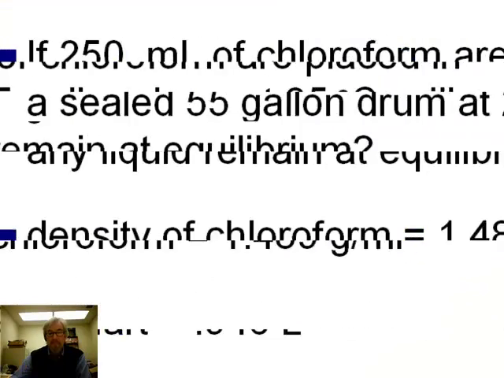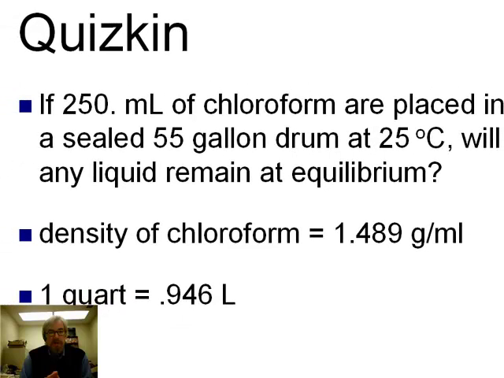This quiz kit is a follow-up on that last question. It says 250 milliliters of chloroform are put in a sealed 55-gallon drum at 25 degrees C. Chloroform is normally a liquid, and so that's the state that this is going to be in when we put it in the drum. Of course, it'll immediately begin to vaporize. Then the question is, will any liquid remain once it reaches dynamic equilibrium? Now we have some information here. Density of chloroform is given to us, 1.489 grams per milliliter, and 1 quart is equal to 0.946 liters, so that's a kind of a conversion factor.